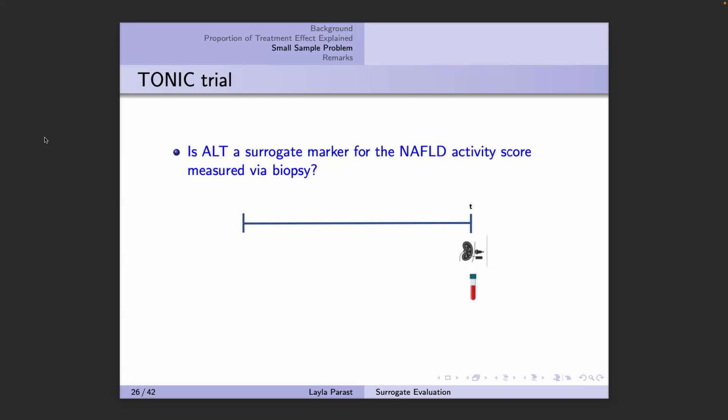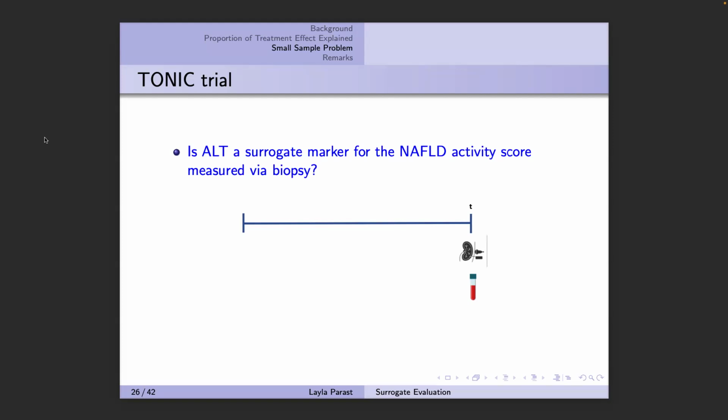But I went back to Prentice's original criterion and started to think about what I really want, right? I want some method that's going to tell me whether if I test for the treatment effect on the surrogate, is it going to tell me the same thing as if I had tested for a treatment effect on the primary outcome?